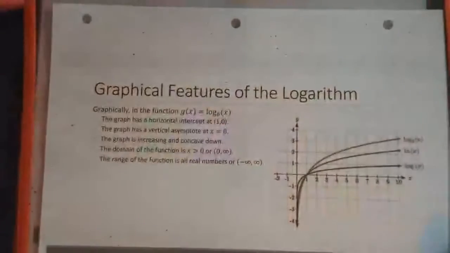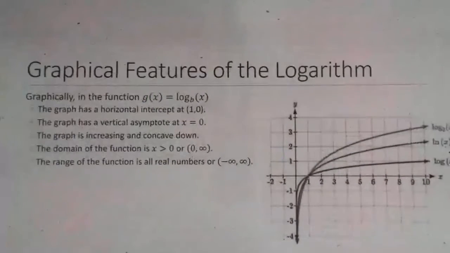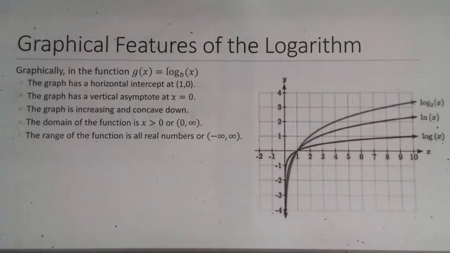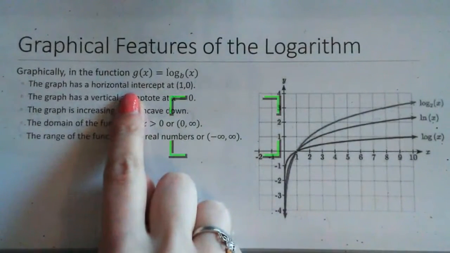In this video, we will be looking at section 4.5, which covers graphs of logarithmic functions. So we're going to start by talking about some graphical features of the logarithm. In general, if we are looking at the function g of x equals log base b of x, then graphically there will be a horizontal intercept at (1, 0).